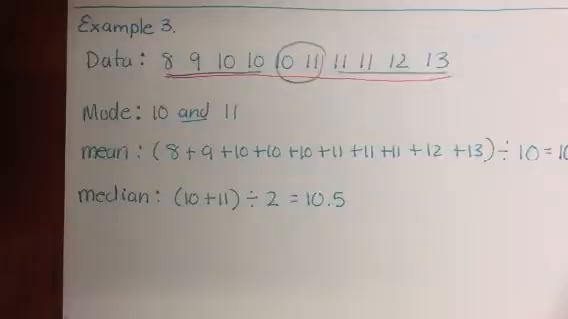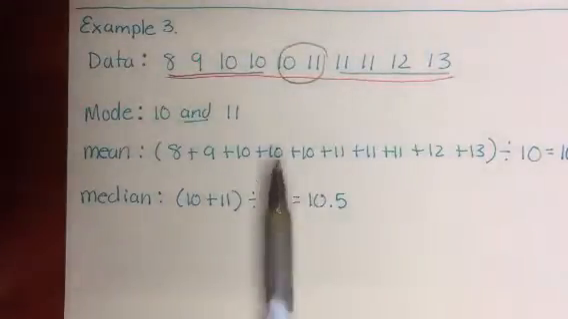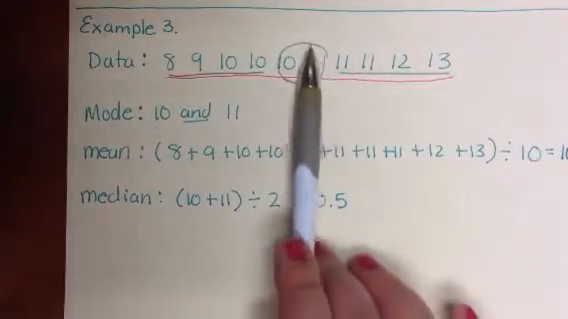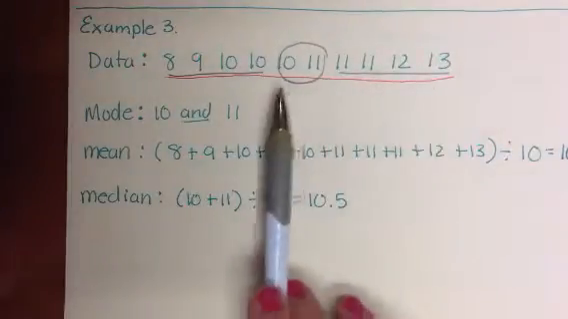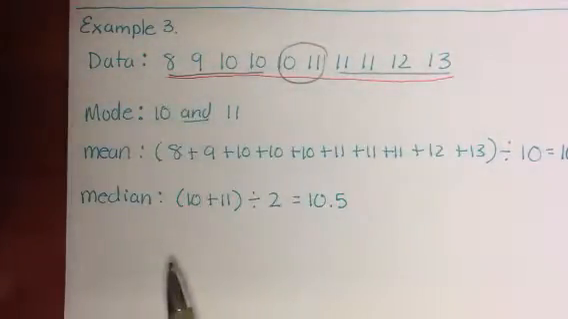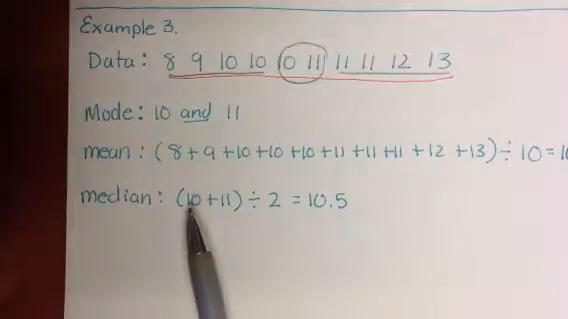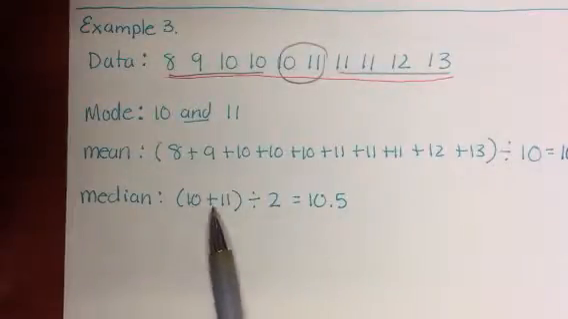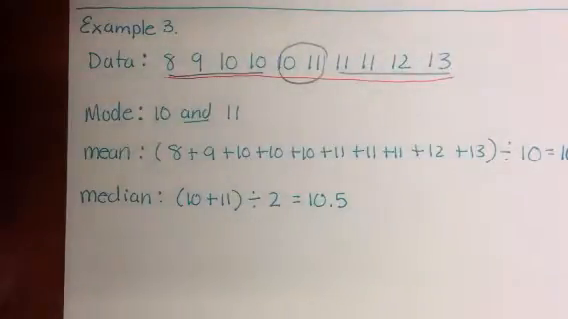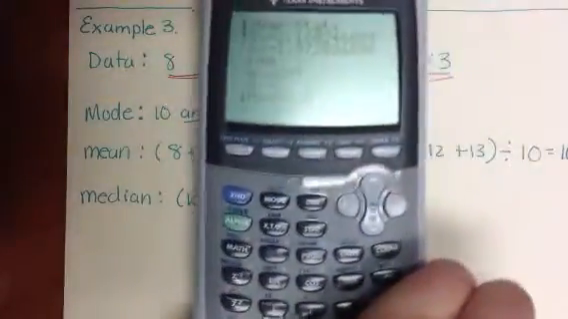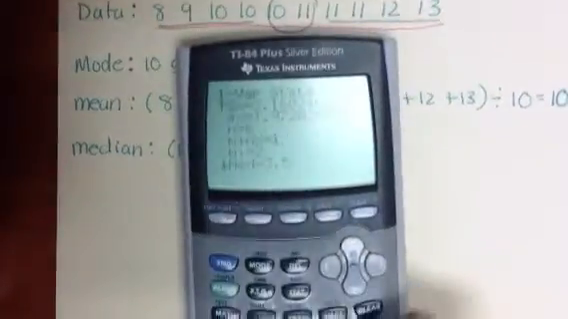And since this is an even number of data values, I have to take the mean of the center 2, and that way half of it is above and half of it is below when I find that median. Okay, so the center 2 is 10 and 11, so I take 10 plus 11 divided by 2, and I get 10.5. To do this on the calculator, again, just to practice.